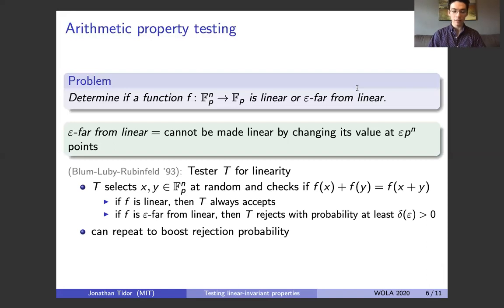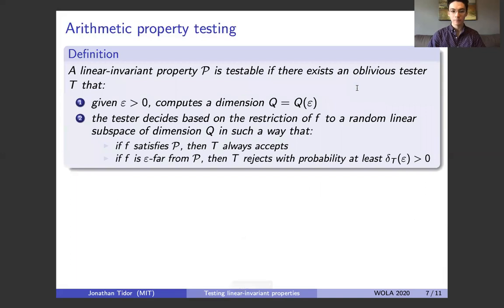You can clearly see that if f is linear, then the tester always accepts. And the important part of the BLR test is that if f is epsilon-far from linear, then the tester T rejects with some positive probability delta depending on epsilon. And then of course we can repeat this test to boost the rejection probability. Again, this algorithm is sublinear time, it's constant query complexity. And we're going to see that it falls into a general class of oblivious testers for linear invariant properties. So let's define that formalism now.